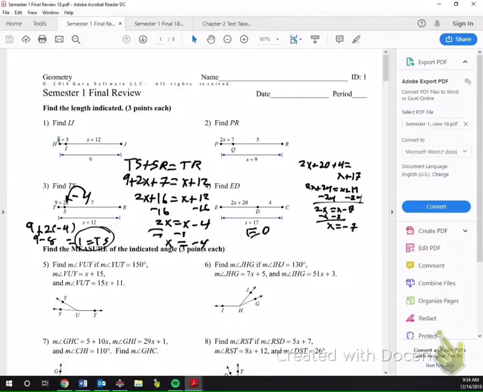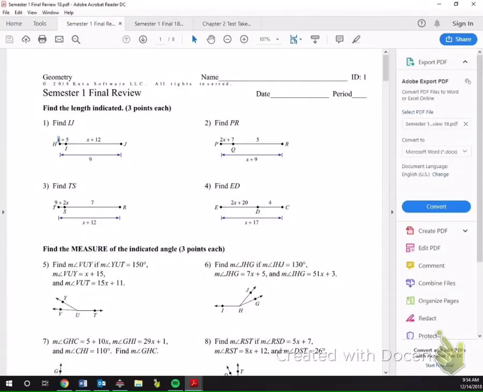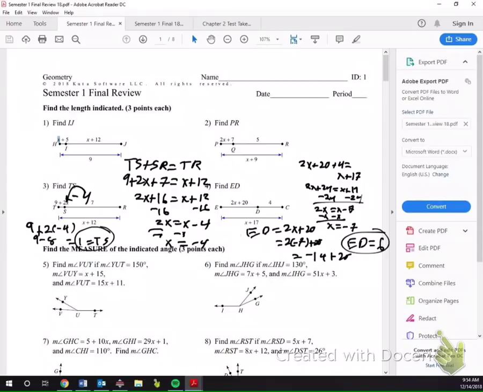So ED is 2x plus 20. We plug our negative 7 in for x. So we get negative 14 plus 20, or ED equals 6.